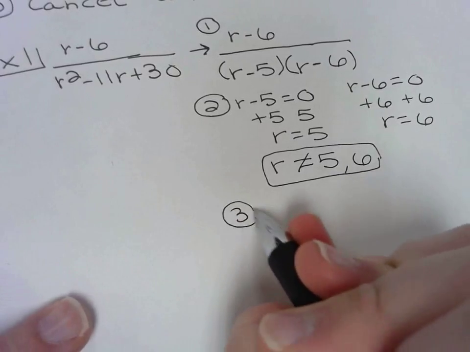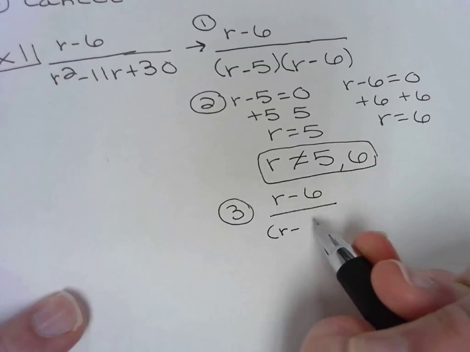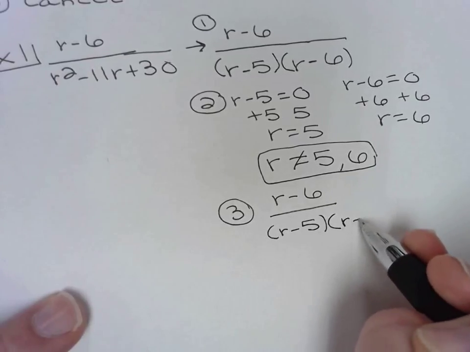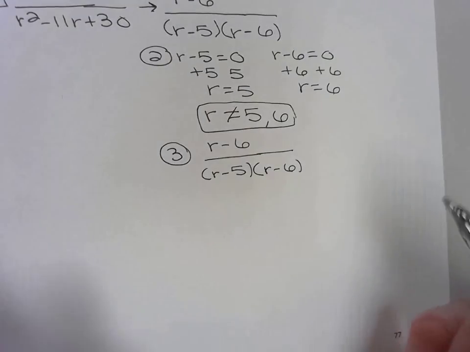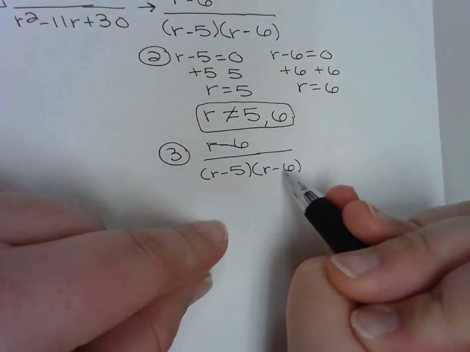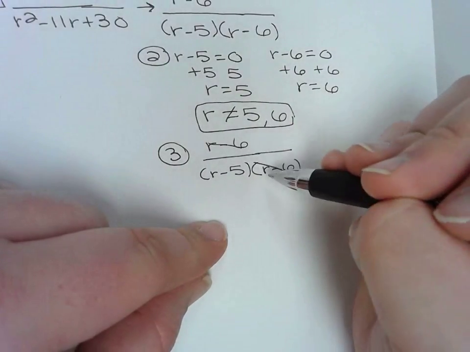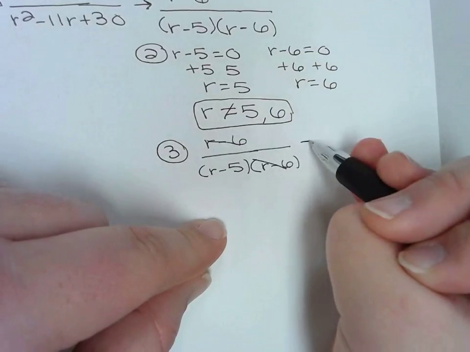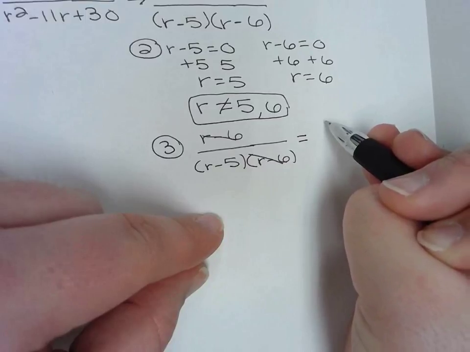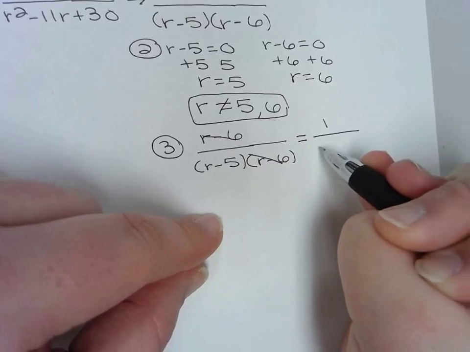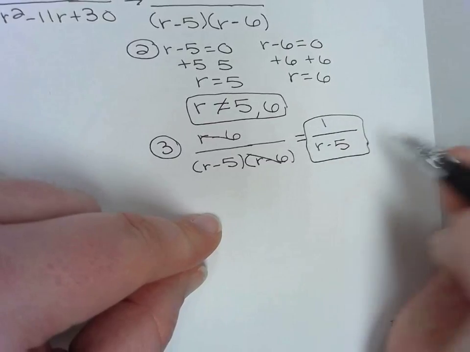The third step is you're going to cancel out the like terms. Now remember, you can only cancel them out if they are separated by multiplication. So what two things are the same? R minus 6, R minus 6, because this is the same as 1. When you have the same thing on top and bottom of a fraction, that's the same as 1. So I'm left with what on top? Not 0. 1 over r minus 5. And that is your simplified expression.